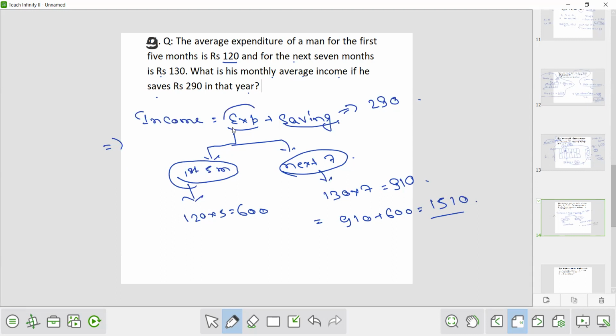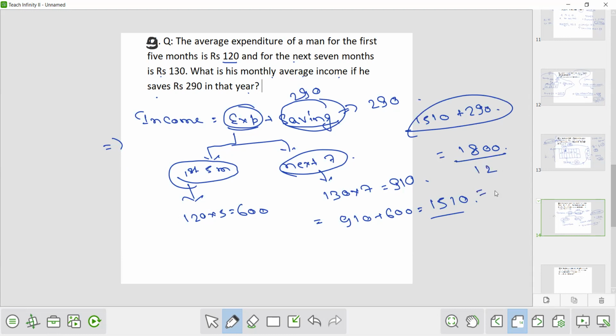Now the total expenditure is 1510 and the total saving is 290. So 1510 plus 290, that is the total income comes out to be 1800. So total income is 1800. What is the average monthly income? So 1800 divided by 12, that is 150. So 150 is the correct answer.